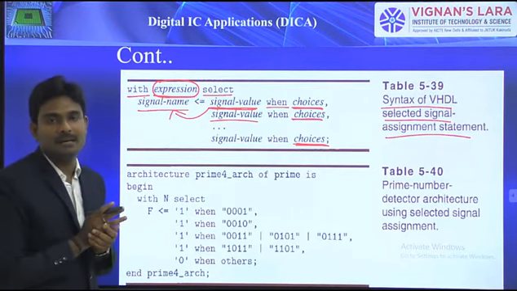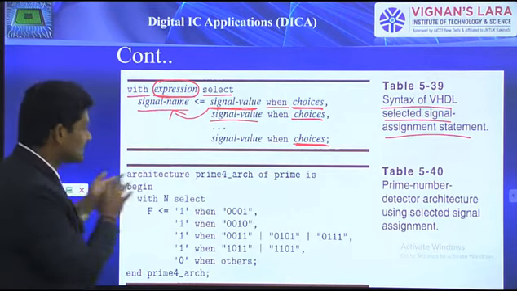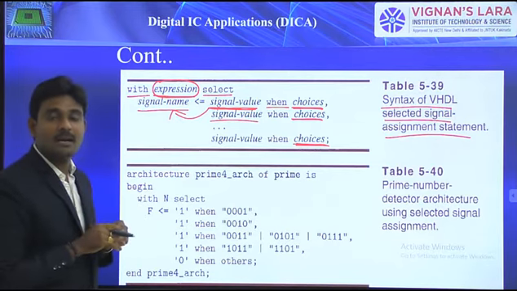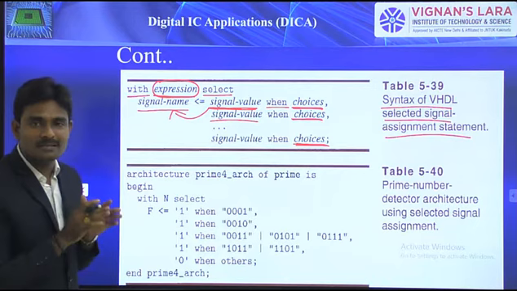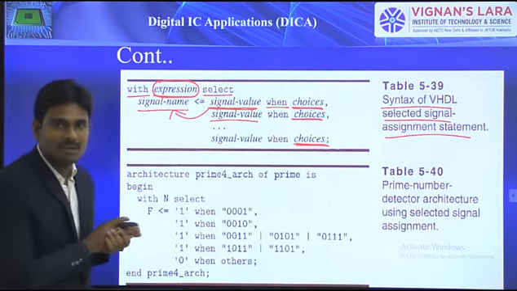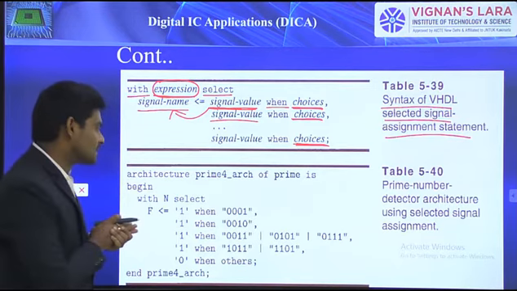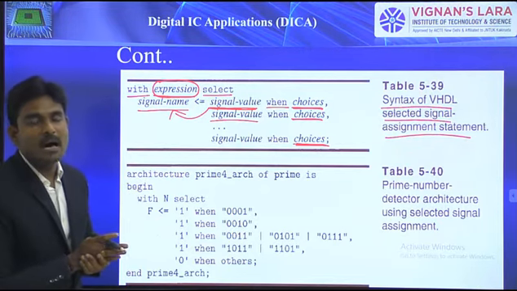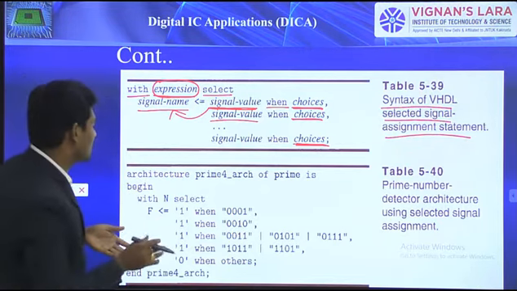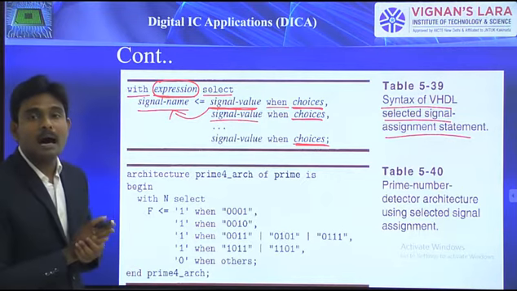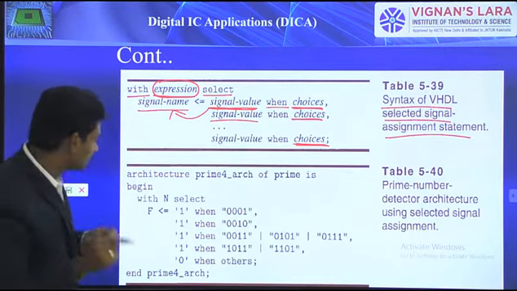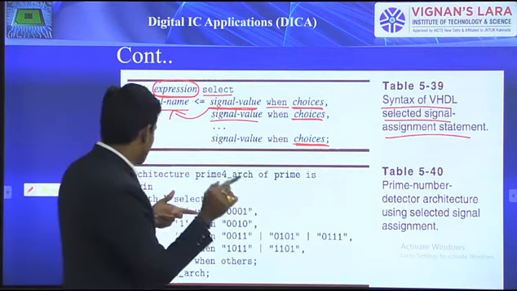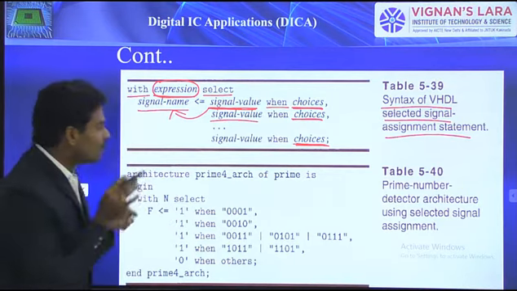Now, considering this syntax, once again we are going to write a program for a prime number detector. The library, package and entity declaration parts are the same as whatever we described for the previous description styles. Only the architecture body is going to vary, so here I consider only the architecture body. Before that, one more point.